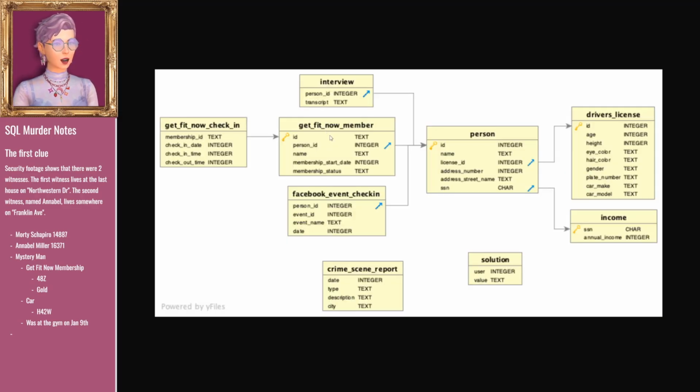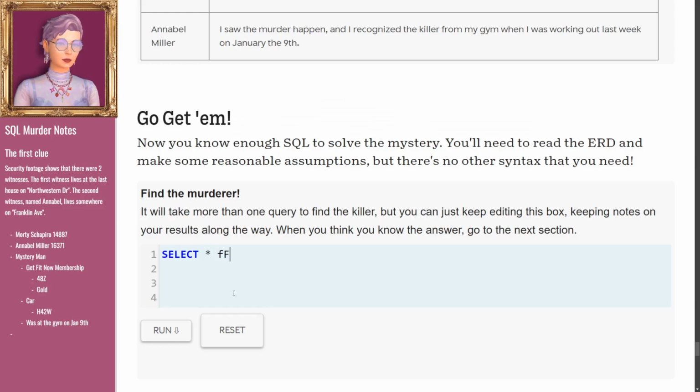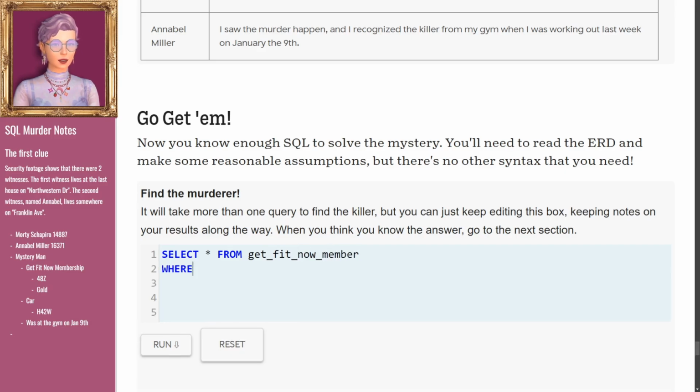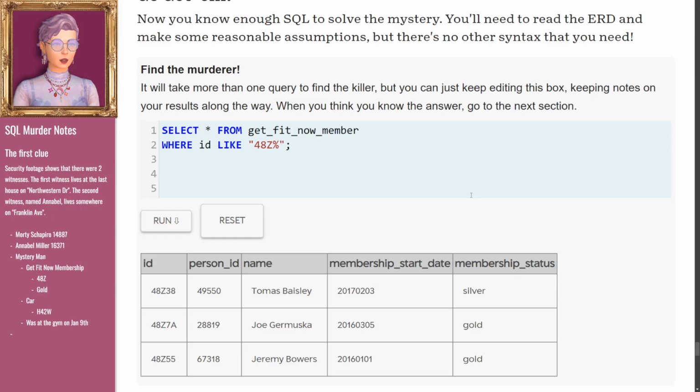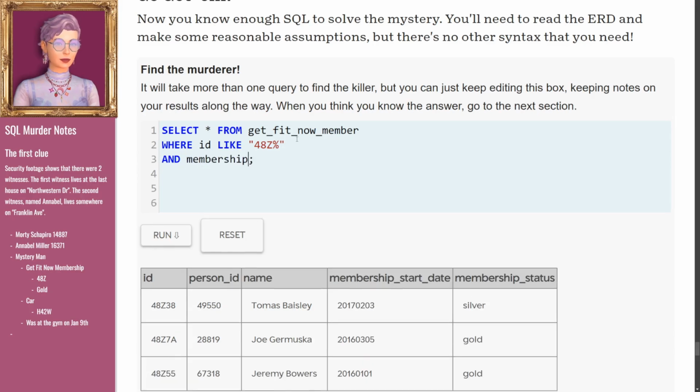Okay, so we could start by trying to get the member from the Get Fit Now member table. So select everything from Get Fit Now member where ID like 48Z wildcard. And let's see what that gets us. Only 3 people. Okay. And membership status is in here too. So, and membership status is equal to gold. Great.